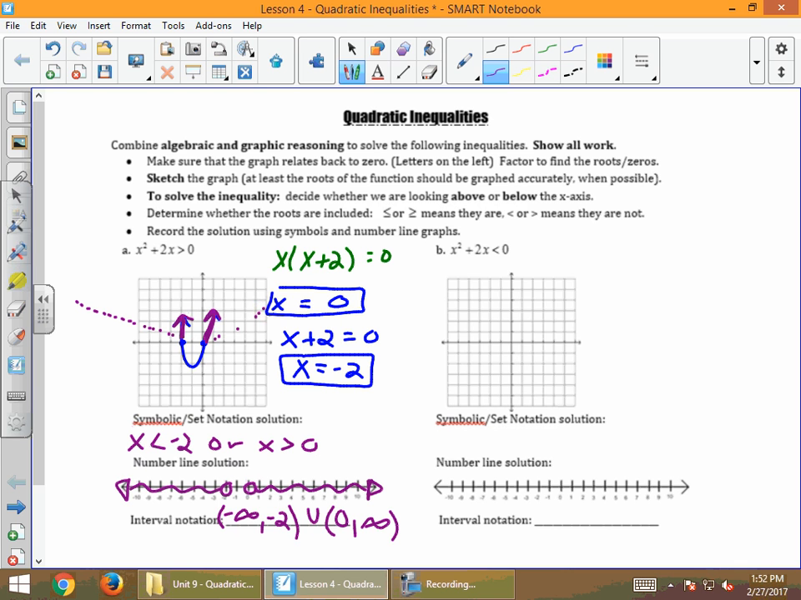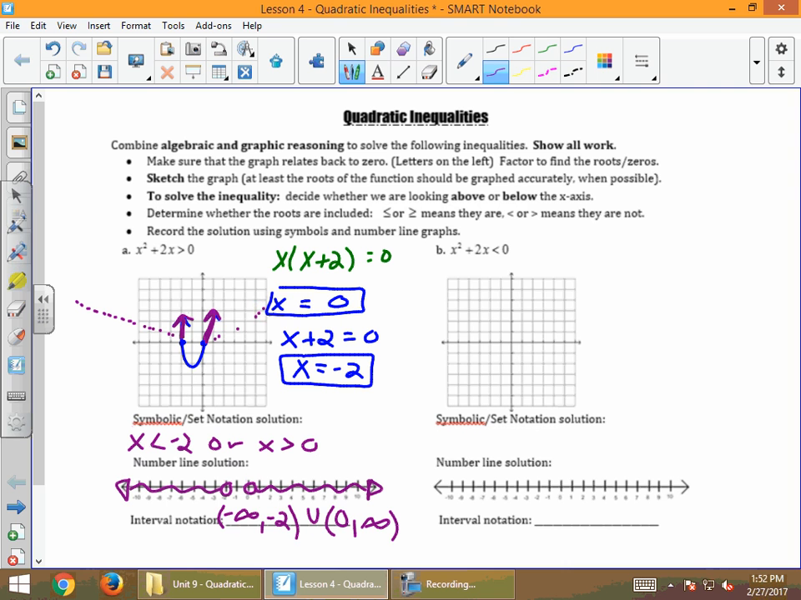So that's essentially what we're doing. You make sure it's set to 0, factor, get your roots, plot your roots, graph, and then look above or below depending on your inequality. Write it in set notation, graph it on the number line, write it in interval notation.